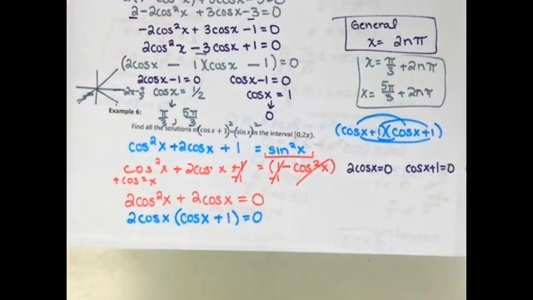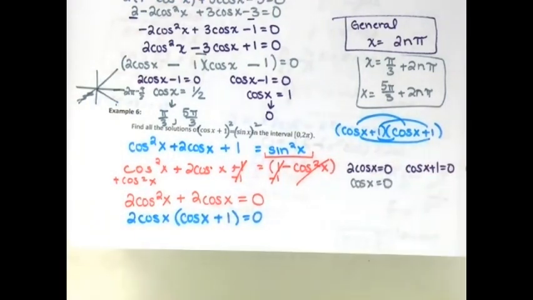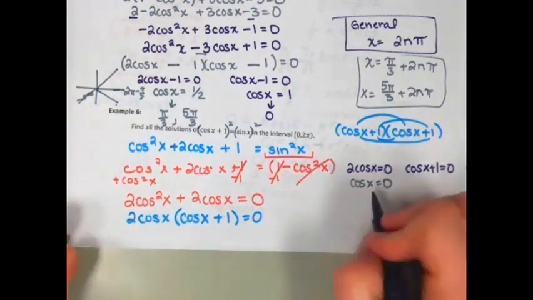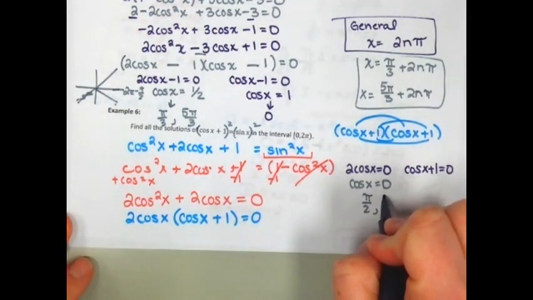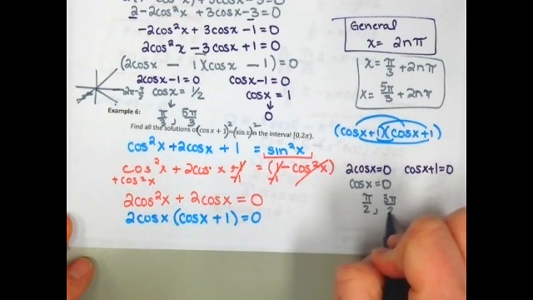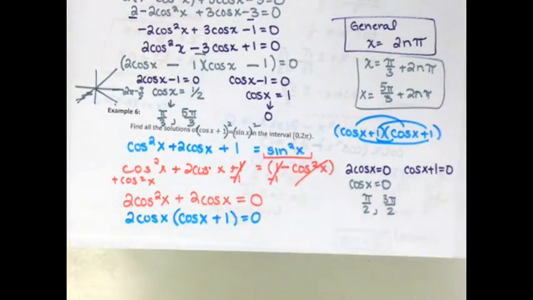So now solving, the cosine of x is going to equal 0, right? And when is my cosine equal to 0? Pi over 2 and 3 pi over 2. Now, are both of these in between the interval of 0 and 2 pi? Yes, okay. So now let's keep going on this.